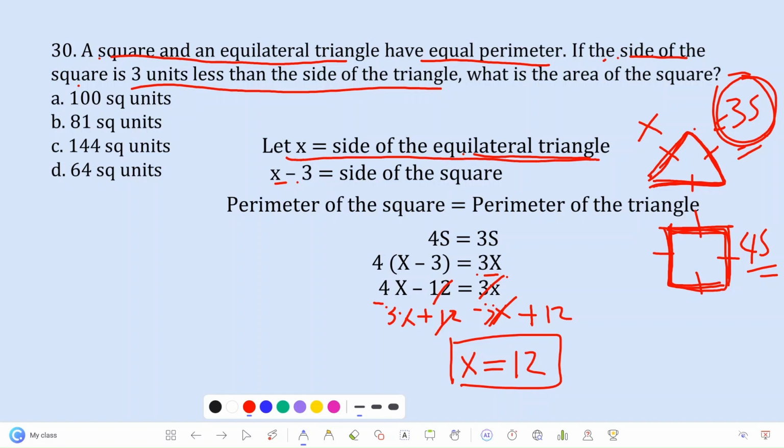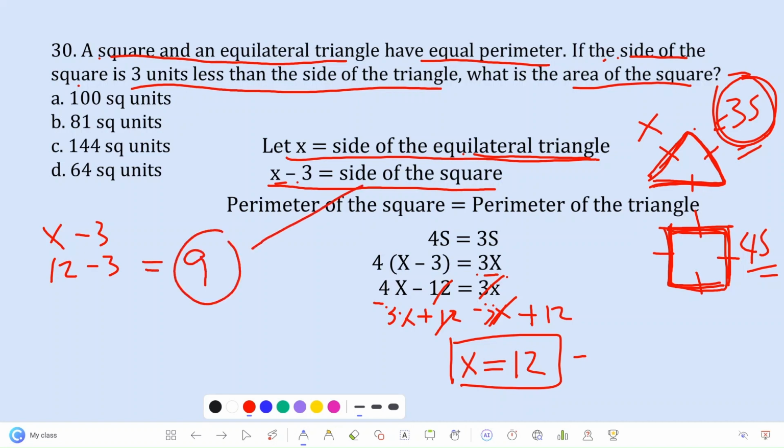Ang hinahanap natin ay ang area of the square. So, since this is a triangle, alam natin dito na ang x minus 3 is the side of the square. So, 12 minus 3 is equal to 9. So, ito yung side ng ating square. Nakuha natin ang side ng square.